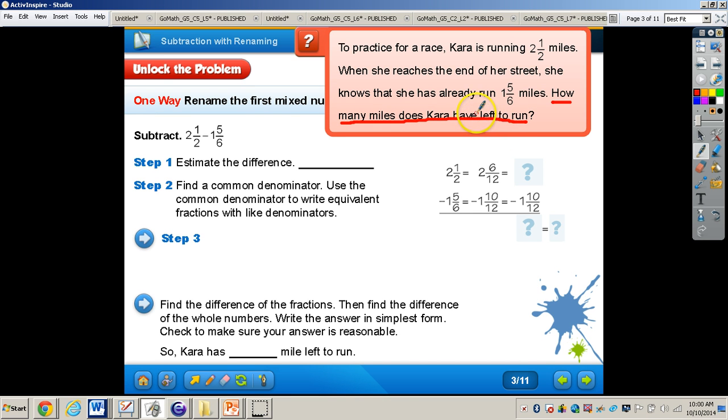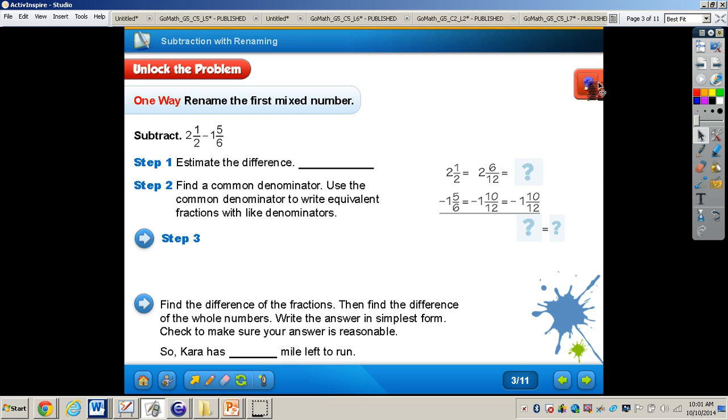Now what operation are we going to use? We are going to use subtraction. So let's write that in on page 269. Now from here we're going to subtract 2 1/2 minus 1 5/6. So what we're going to do first of all is estimate the answer. Whenever we estimate, that helps us make sure that our final answer is reasonable. In other words, it's close to the estimate.